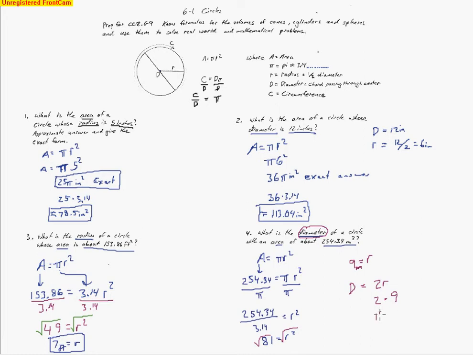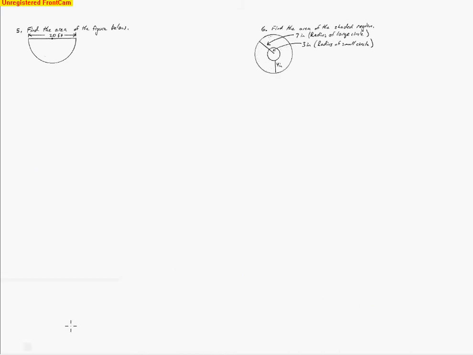And so this is going to end up being 18 meters is what the diameter ends up being. Now let's take a look at the next type of problem we'll end up experiencing here, and it's right over here. And it says, find the area of the figure below.